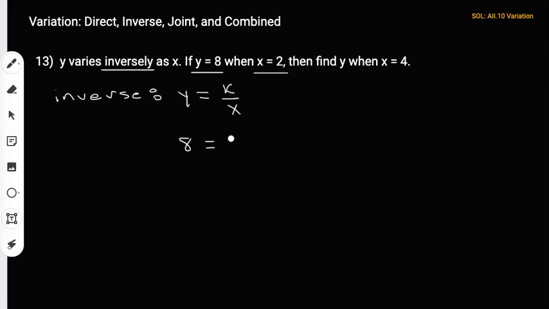And I don't know what k is, so I'm going to keep that as k. In the denominator of the fraction, I'm going to have x. It tells me that x is 2. So I'm going to put a 2 where x is.